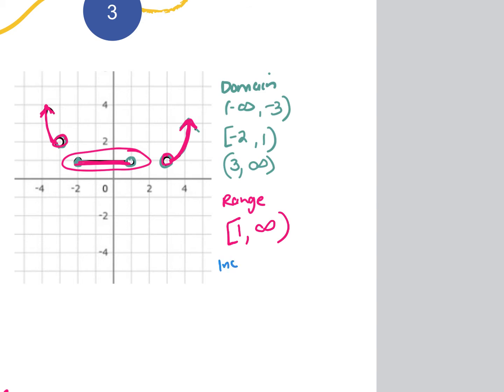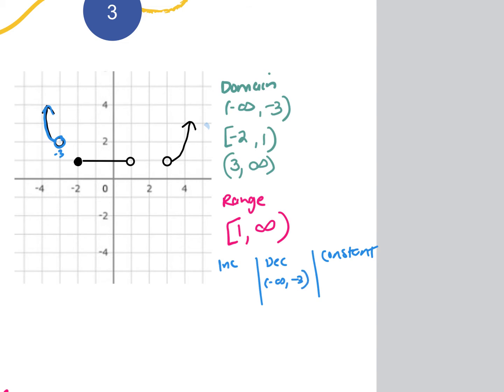Okay, now increasing, decreasing, and constant. So again, we go left to right. I'm going to clean all this up so we can look at it clearly. The furthest point left would be here, right? And it's going this direction. Increasing or decreasing? Decreasing. Good. So from negative infinity to the x here, which is negative 3. Both get parentheses.